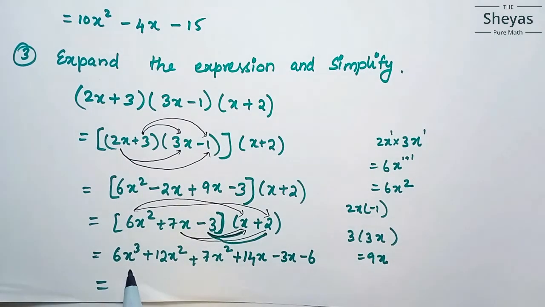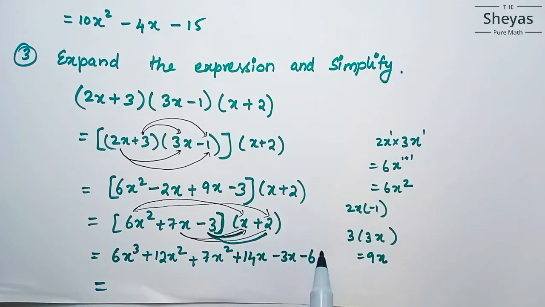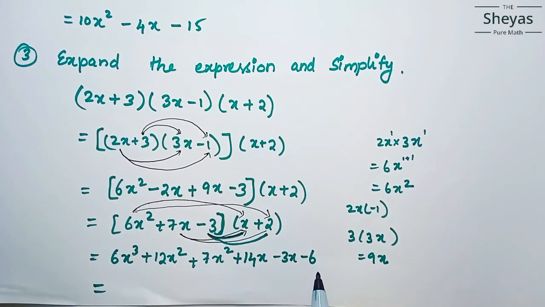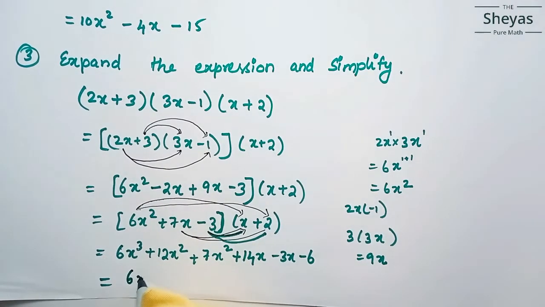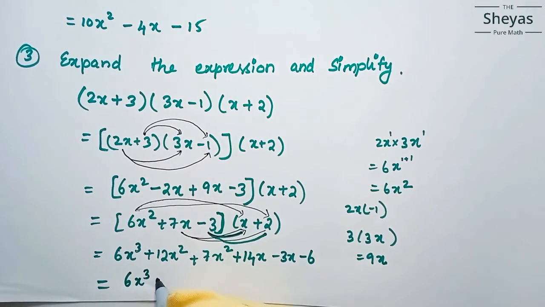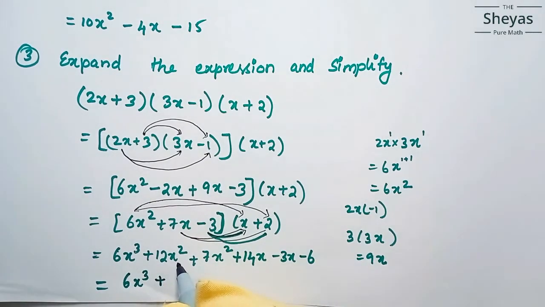So now just see here, 6x cube. Just see whether any other x cube term is there. Only 6x cube we have, so write down as such. No other x cube terms are there. Just see in the next term, 12x square. You have two like terms here, that is x square terms. Two like terms, 12x square and 7x square. So if you add that 12 and 7, you will be having 19x square.